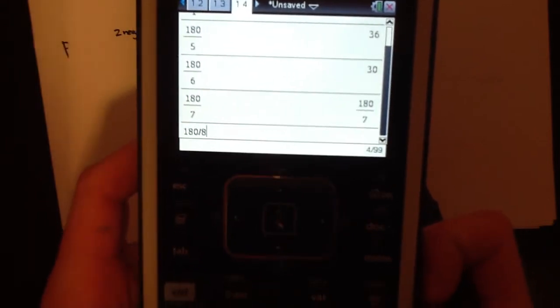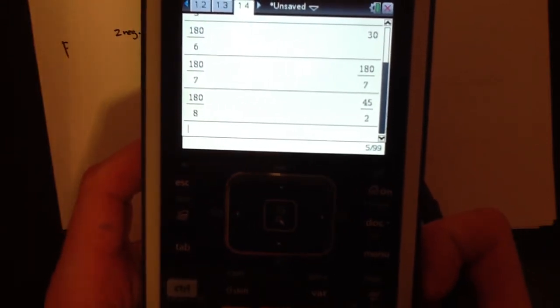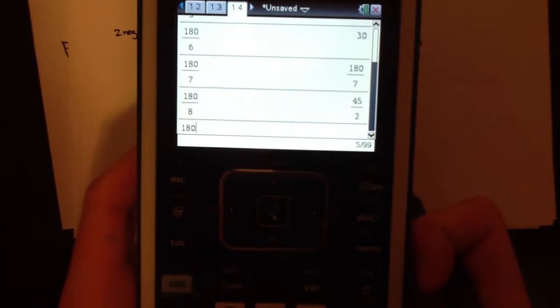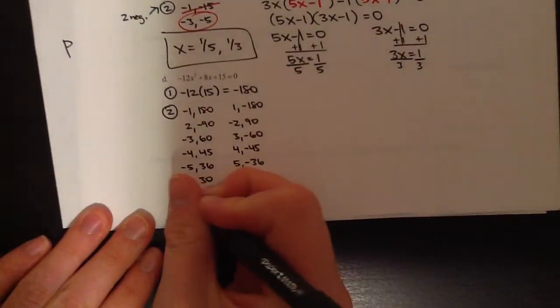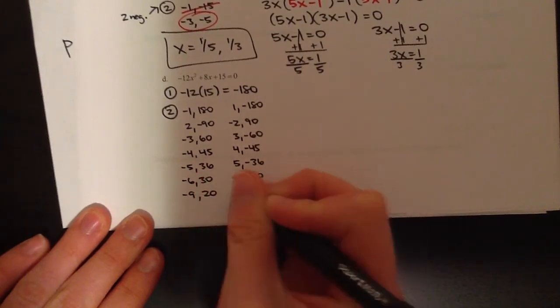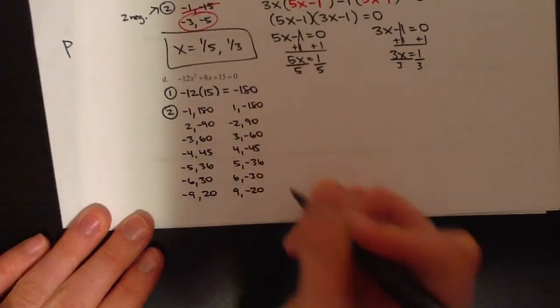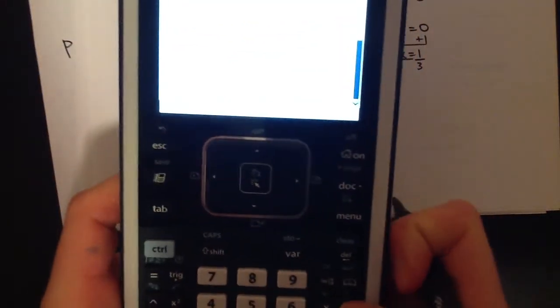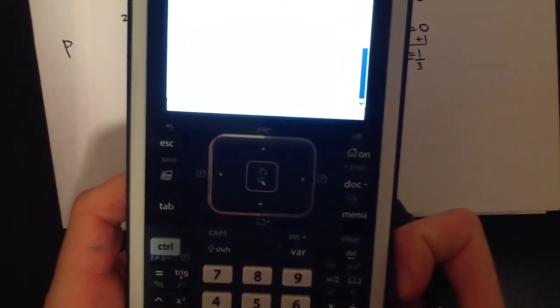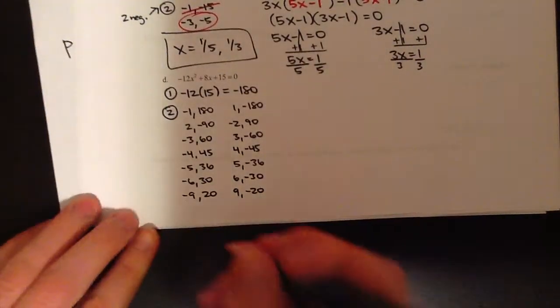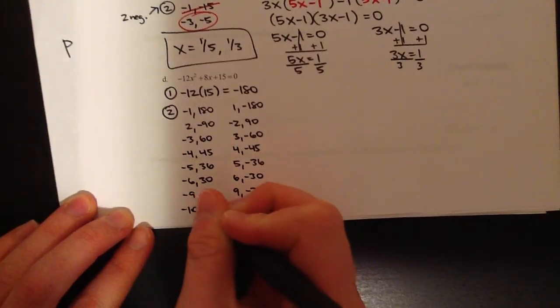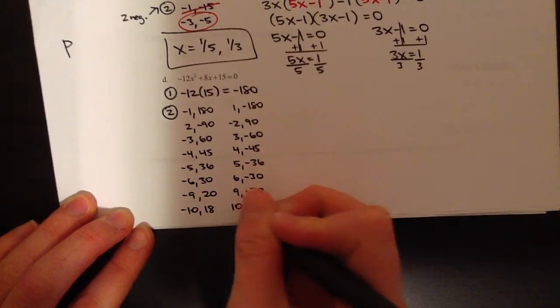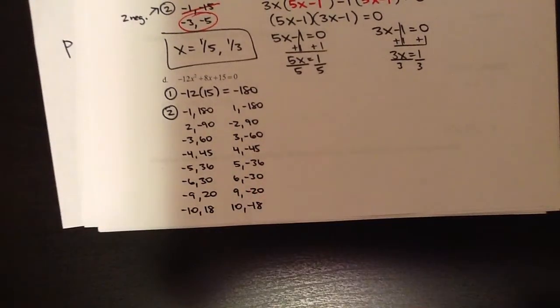Let's try 8. Here, we're kind of running out of options here, which is a good thing. 180 divided by 9. Yes, 9 and 20. So negative 9 and positive 20, or positive 9 and negative 20. Let's keep checking. 180, how about 10? That's definitely. So 10 and 18. So negative 10 and positive 18. Positive 10 and negative 18.